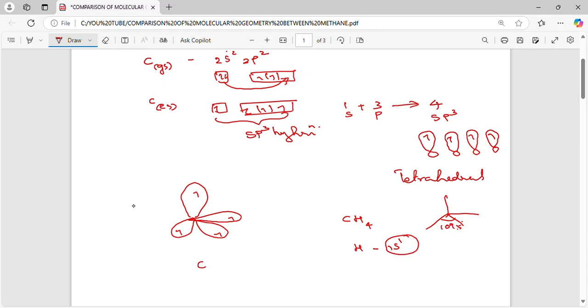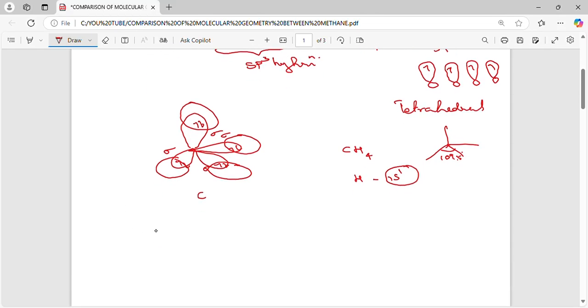There are 4 hydrogen atoms, and carbon has 4 hybridized orbitals. So each s orbital of a hydrogen atom combines with a hybridized orbital of carbon. The orbital overlapping takes place like this, and hydrogen shares its electron with the carbon atom. As a result of this merging of atomic orbitals, we get a sigma bond. This is end-to-end overlapping, which leads to a sigma bond. So we get 4 carbon-hydrogen sigma bonds.